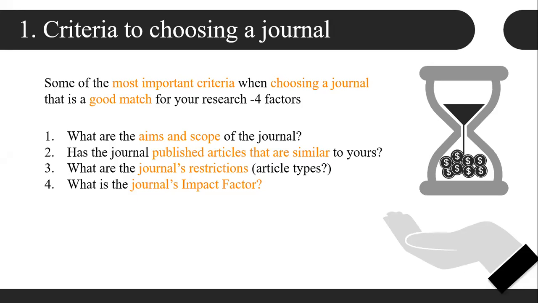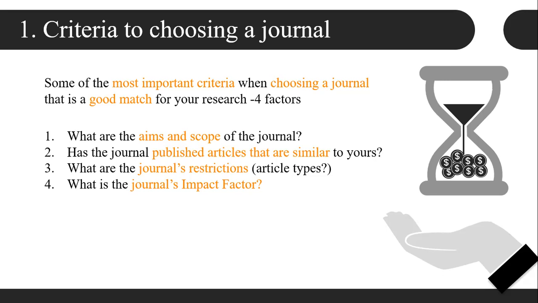The second question you have to ask yourself: has the journal published articles that are similar to yours? Let's say, for example, I'm working on female breadwinners or gender inequality or such things. If the journal is interested in writing on such a topic, for example inequality of income or the gender gap, are there similarities with the topic that you're writing about or not?